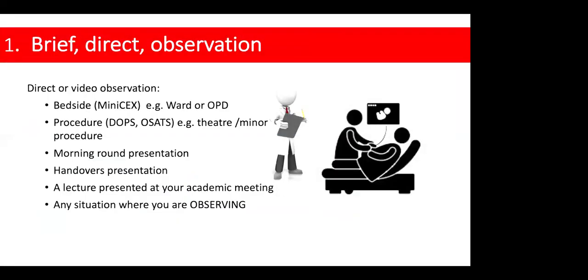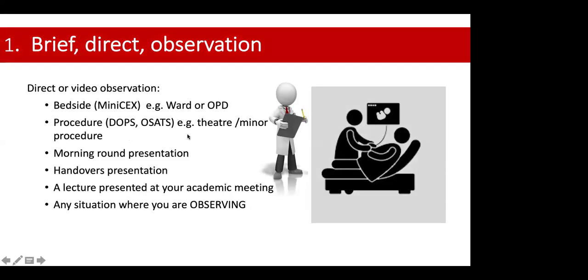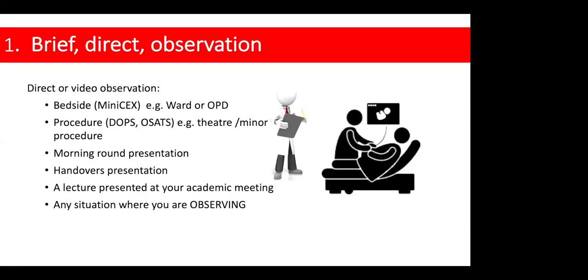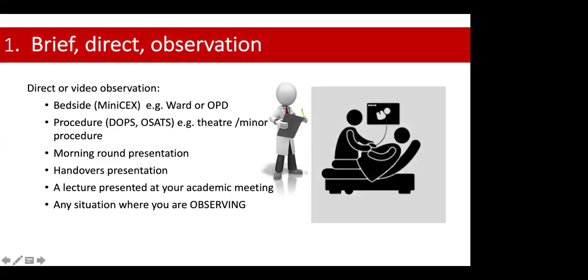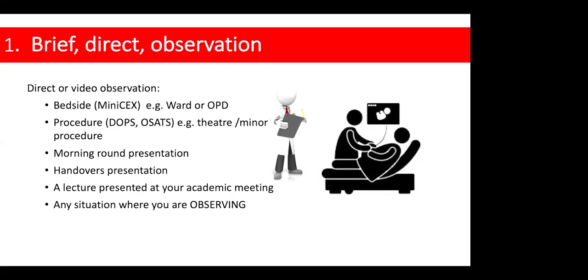So the first one is the brief direct observation. So that's the one that we've just done. That can be you actually sitting in on a consultation. There are tools, for example, one can use like the mini-CEX where somebody marks you while you're sitting in a consultation. You can watch or assist a procedure, and there are tools for that as well, which you can use, but you don't have to. But it can also be literally observing somebody doing a morning round presentation or presenting a patient on handover. It can be a lecture that's presented at your academic meeting. So any such situation where you are observing somebody will count as a direct observation.